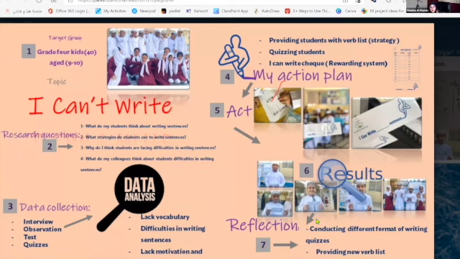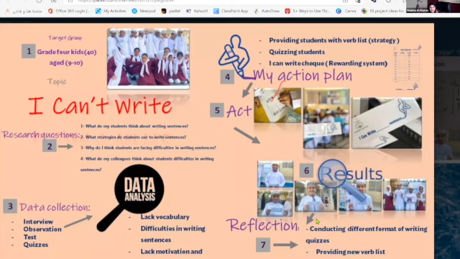For collecting data, I used observations, interviews, tests, and quizzes. And I found some issues. Actually, my students are suffering from lack of vocabulary, difficulty in writing sentences, lack of motivation and confidence. Helping kids learn how to write is very rewarding because it is a skill that they will use for the rest of their life.